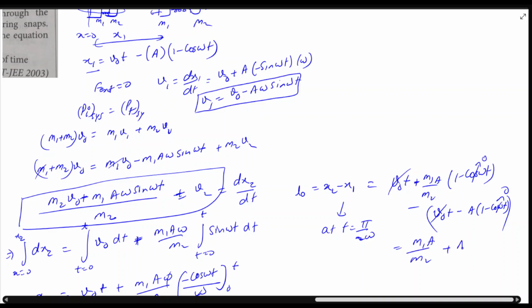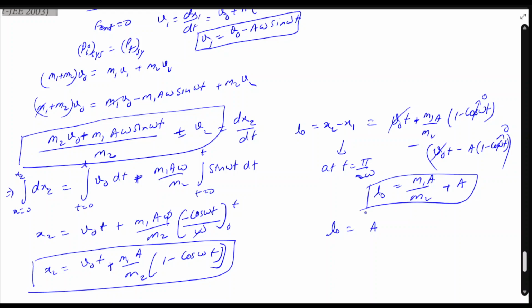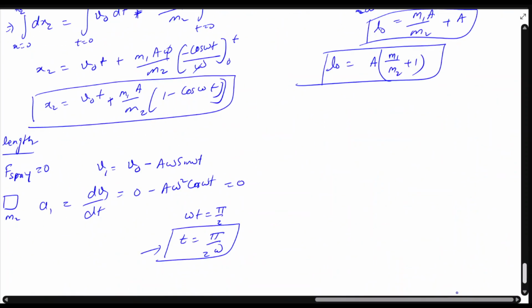This will be plus a, and this will be plus a, right? This is our L naught, right? So L naught will come out to be a 1 plus m1 plus m2, so m1 plus m2 plus m1 by m2 plus. Okay, this question is quite interesting.